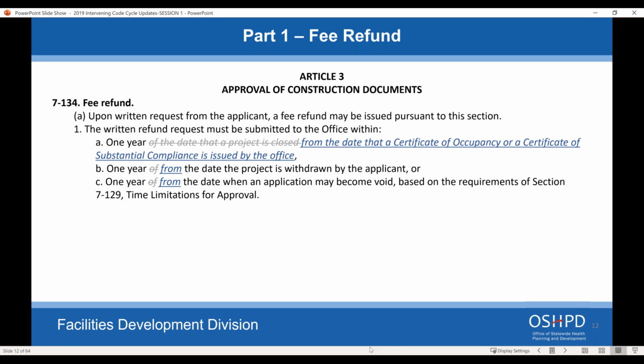If you are requesting a refund, we are actually changing one that occurs, so the owners can actually get their refund earlier. It previously used to state that it is 1 year from the date the project is closed. If you've done much hospital work, you know that may get stretched out quite a ways. So now it is 1 year from the date of certificate of occupancy or certificate of substantial compliance issue date. So that, again, brings the date that the owner can get the refund a lot closer. And we're just changing some grammatical stuff here as well.